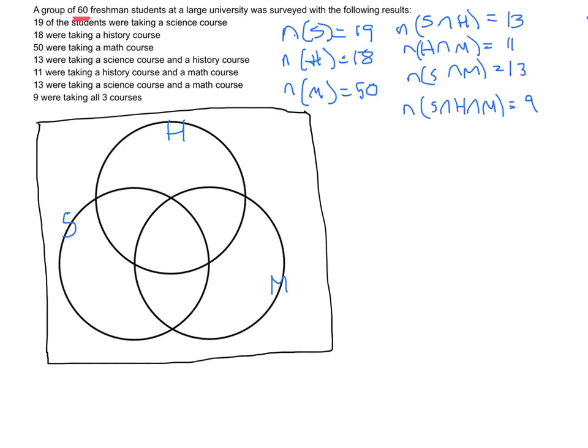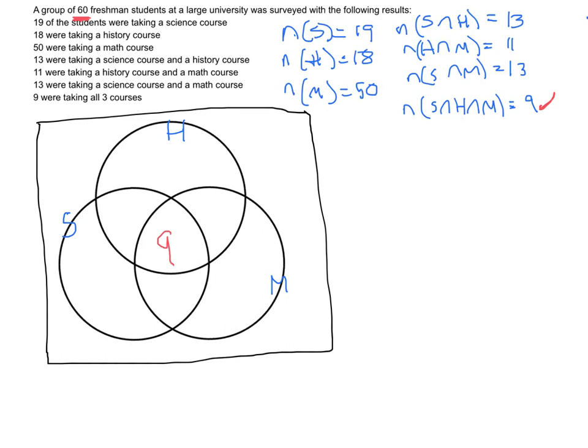So we go over to our information, and we're going to check it off as we go, and we know that there are 9 elements in this region, and so we're going to put a number 9 in the region. Now remember, this is not the same as when we labeled the regions with numbers. This is actually saying there are 9 students who take science, history, and math.